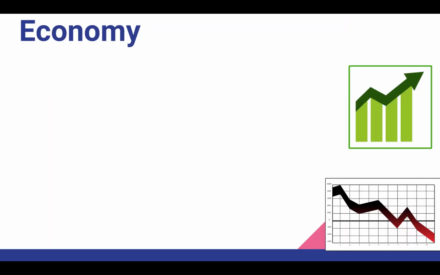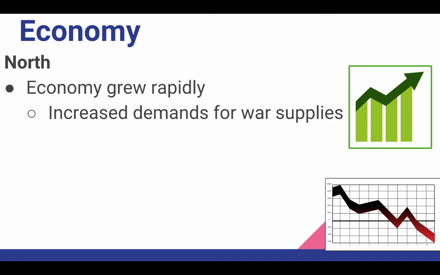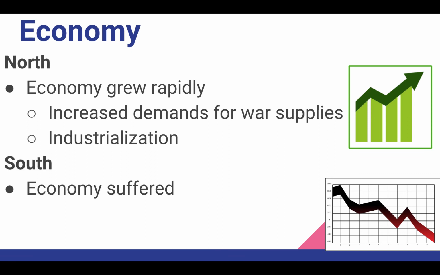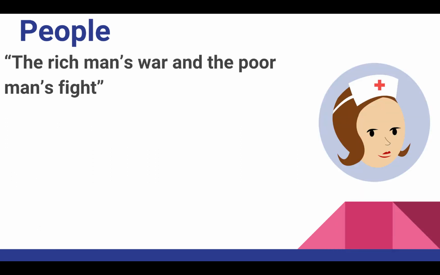During wartime, the economy for the North and South differed a bit. In the North, the economy grew rapidly. Remember, they were an industrial economy, and the increased demands for war supplies made their industry boom. They have rapid industrialization, but in the South, their economy suffers. Crops are destroyed, a blockade impedes imports and exports from their part, and slaves are no longer working in areas conquered by the North.